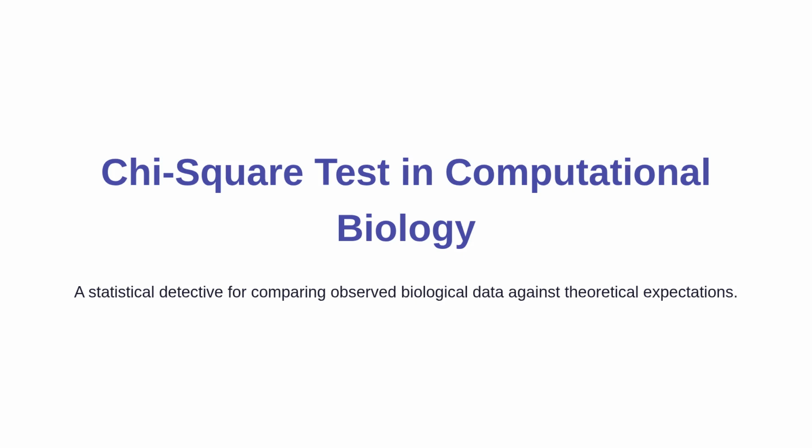Welcome to Computational Biology. Today, we are diving into one of the most powerful statistical tools available to scientists, the chi-square test. Imagine running an experiment, gathering your data, and wondering if your results are genuinely meaningful or just a random fluke. How do you know for sure? This test acts as a mathematical detective, helping us measure the gap between what we expect to see in a perfect world and what we actually observe in reality. By the end of this lesson, you will understand exactly how to validate your biological models with confidence.